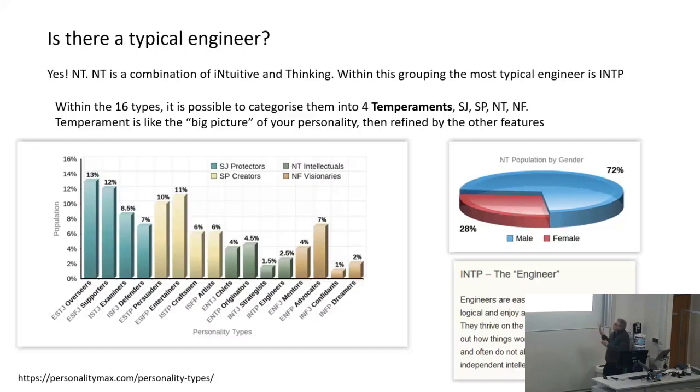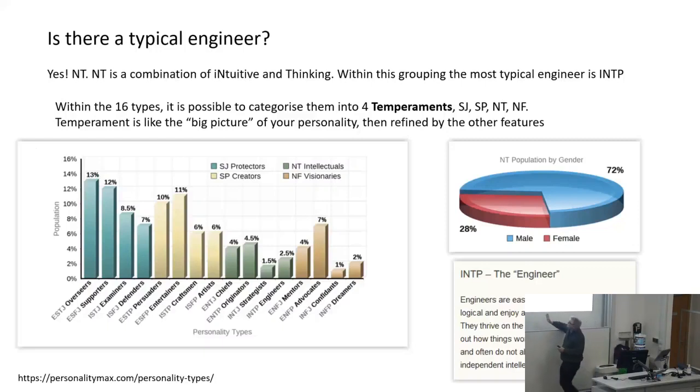So within these 16 types, we've got all the four-letter combinations. There are temperaments, and these are sort of the main drivers of your personality. And we've got SJ, SP, NT, and NF. And NT is where the engineers tend to sit. So people have done a lot of research on this, and you can see where we sit in the population. If you're a true engineer and you sit in the NT category, there's only 2.5% of you in the population, generally. So we're fishing in a small pond, really.